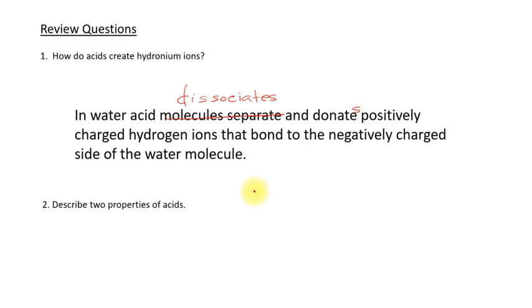All right, question 2. Describe 2 properties of acids. This you should be able to answer on your own. They're talking about physical properties of acids, taste, what does it feel like, things like that. All right, question 3. Citric acid is not a strong acid compared to sulfuric acid, and why?